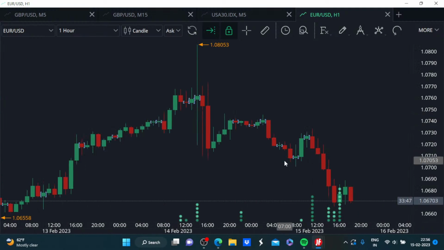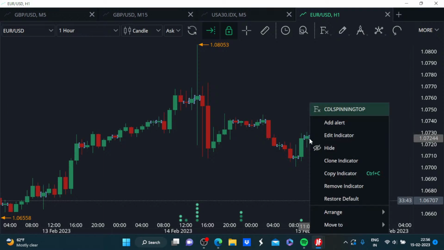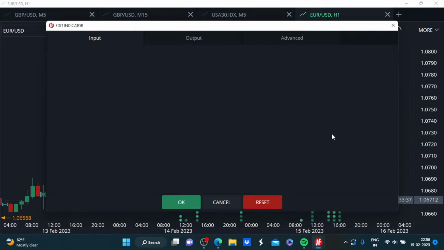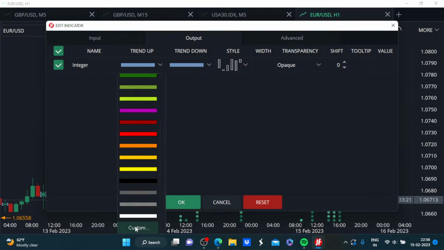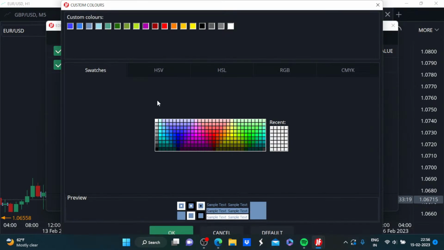All right, now let's shift to the editing and see how we can edit and customize this indicator for taking advantage of this formation. There is nothing we can do in terms of the input. This is a single candle formation, so this option has been disabled. For the output, you can go for a color combination of your choice. You can even go for custom color combinations. Let's try out this different color combination.